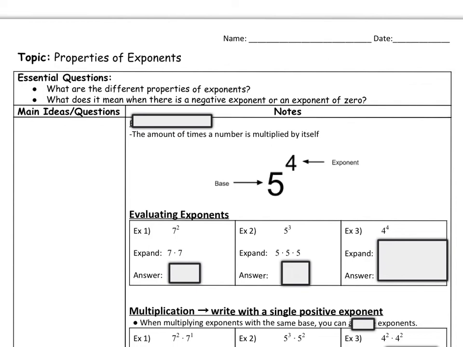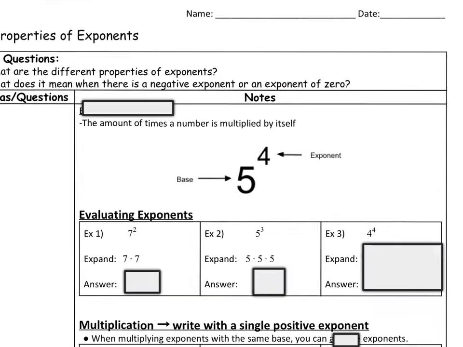Hello everyone. Today's topic, properties of exponents. Our essential questions. What are the different properties of exponents? And what does it mean when there is a negative exponent or an exponent of 0?